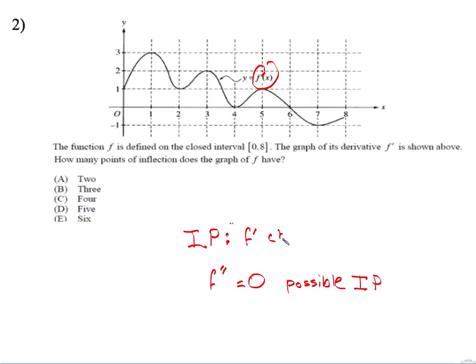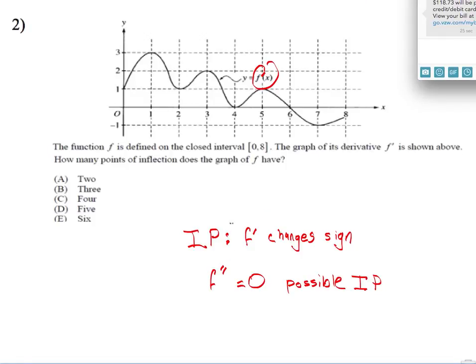So F prime is talking about height. Changes sign. Thank you, Isabel. So is that talking about when the height goes from something positive to something negative? All right. Before I even move on, do we understand that this is the formal definition of inflection point? It's where F prime changes sign. We need to have that memorized.